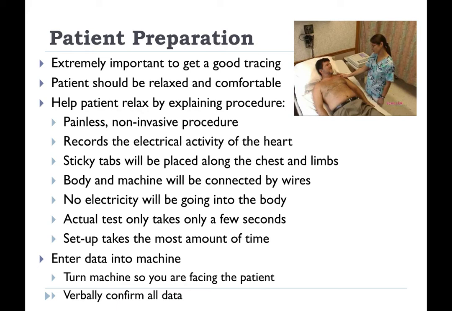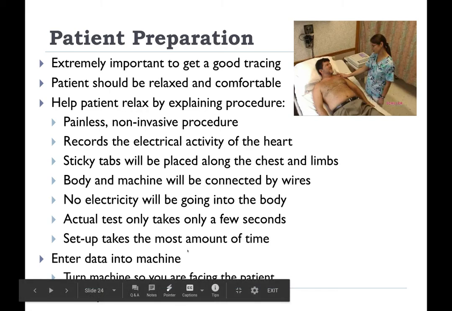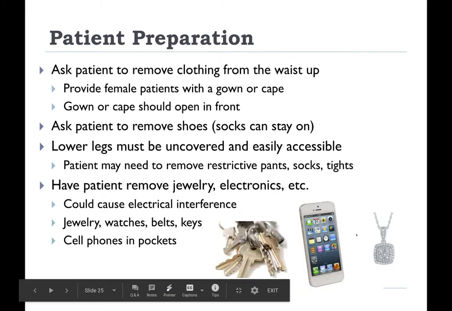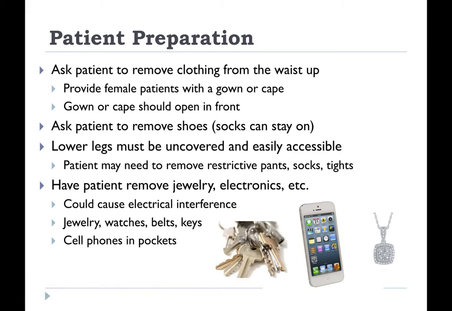You're going to enter their data into the machine, into the electrocardiograph, and you always want to turn so that you're facing the patient, and you can verbally confirm all data with them as you're entering it. You're going to have the patient remove clothing from the waist up, and provide female patients with a gown or cape. Or, as I said, if they have a button-up shirt, they can unbutton it. And the gown or cape should open in the front so that you can access where you need to put the chest electrodes and leads.